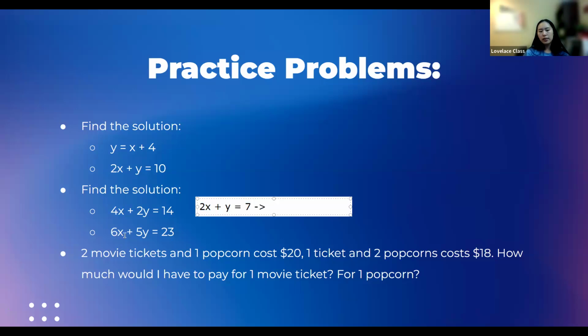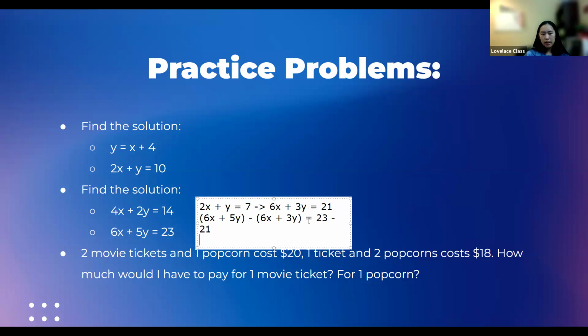So there's a 6x over here, and there's a 2x over here, right? So 6 equals 3 times 2. So I can just do 6x plus 3y equals 21, right, if we multiply both sides by 2. So then we can get 6x plus 5y minus 6x plus 3y, and then we can take 23 minus 21, right? So then in this case, I just get 2y equals 2, so y equals 1. Yeah, that should be right. Yeah, it is.